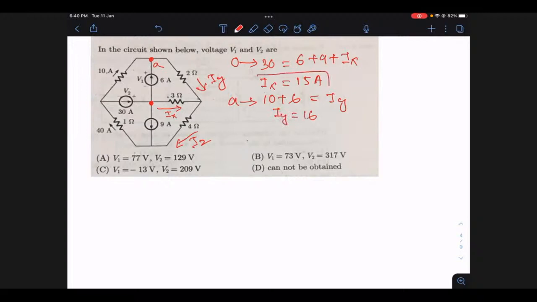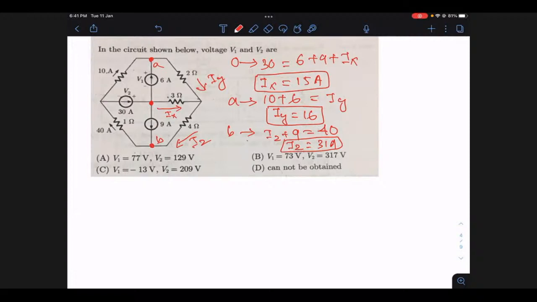So IX is 15 and IY is 16. And finally, you have to get this IZ. You can write a KCL here again. Let's say this node is B. If you write the KCL at B, the incoming current is IZ plus 9 and the outgoing current is 40. So what is IZ? IZ is 40 minus 9, which comes to 31 amperes. So you got IX, IY, and IZ.